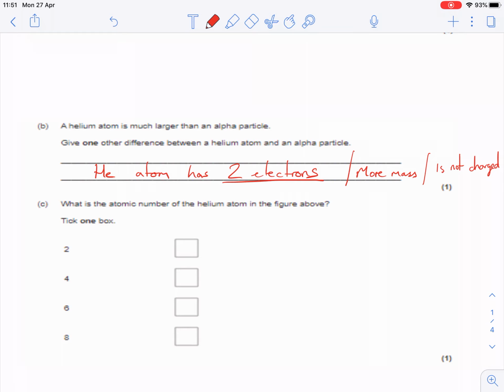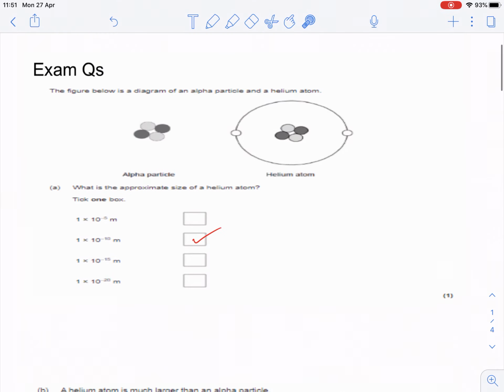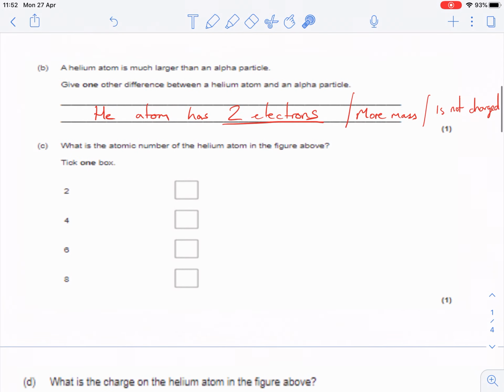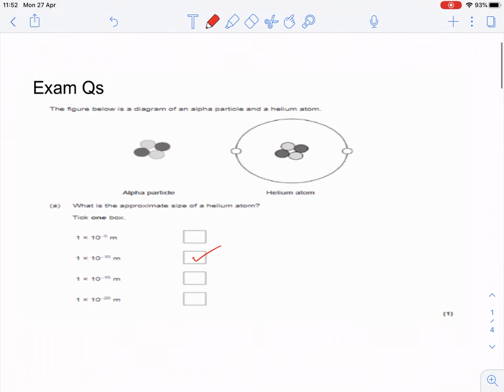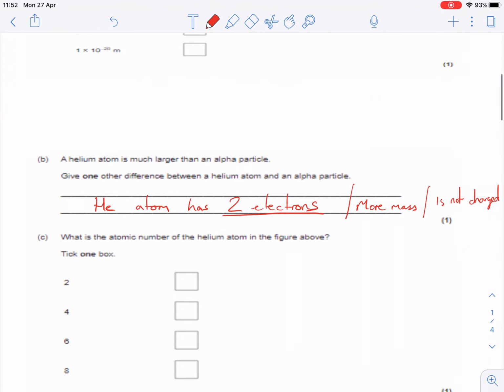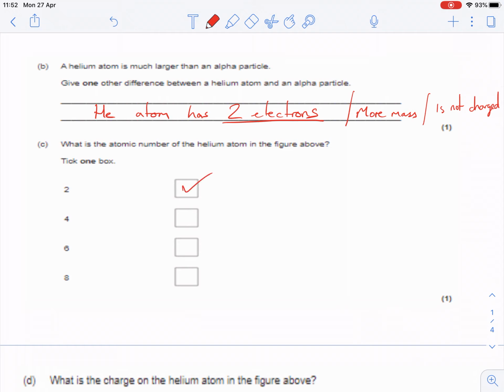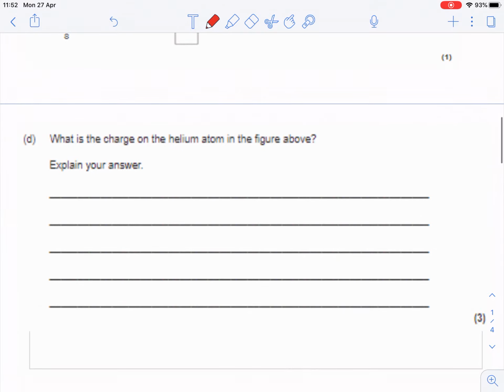And the reason for that, obviously, is, if I scroll back up, an alpha particle is charged because you've got 2 protons, which are positive, 2 neutrons, but no electrons to cancel it out. Whereas a helium atom, you've got your 2 protons, but you've also got your 2 electrons as well. So that 2 positives would be cancelled out by the 2 negatives. And then this question here, what is the atomic number of the helium atom in the figure above? So again, really straightforward. We've got 2 protons in the centre there, so that means our atomic number is 2. Okay, protons tells us what element it is, but if our atomic number is 2, that means that it is our helium atom.